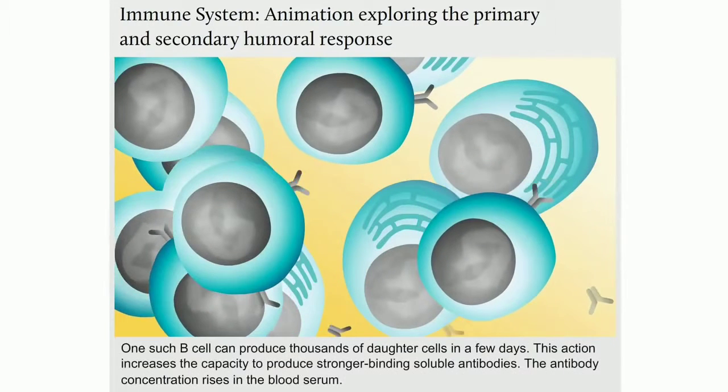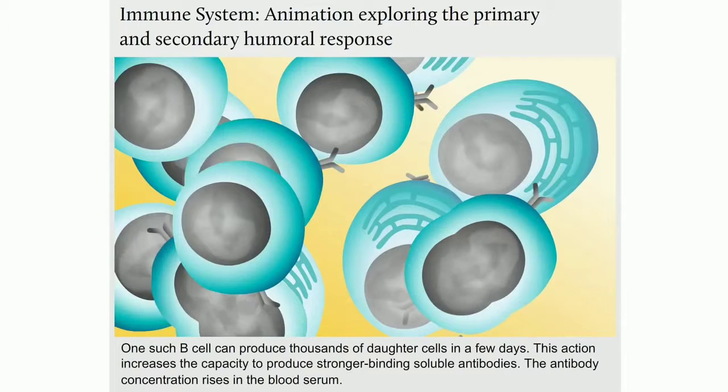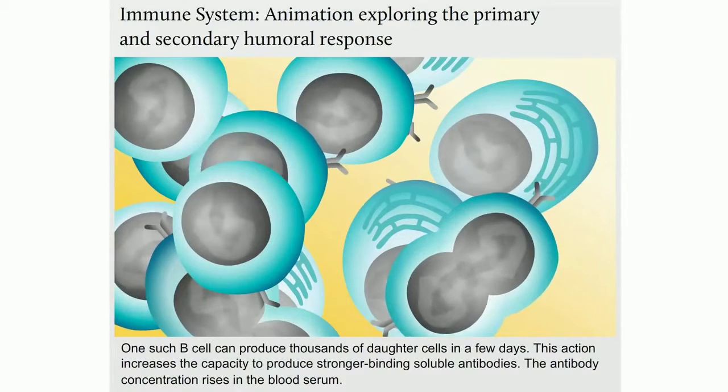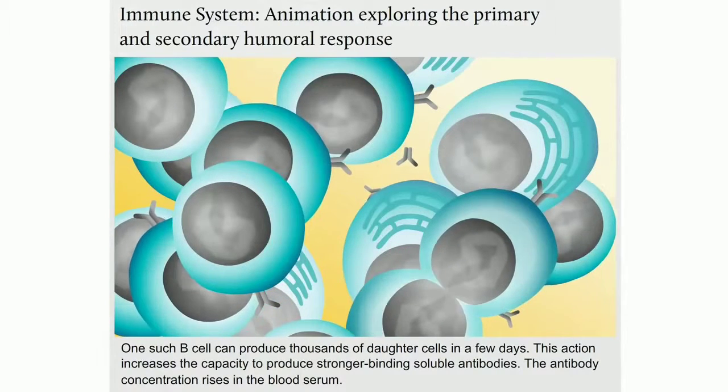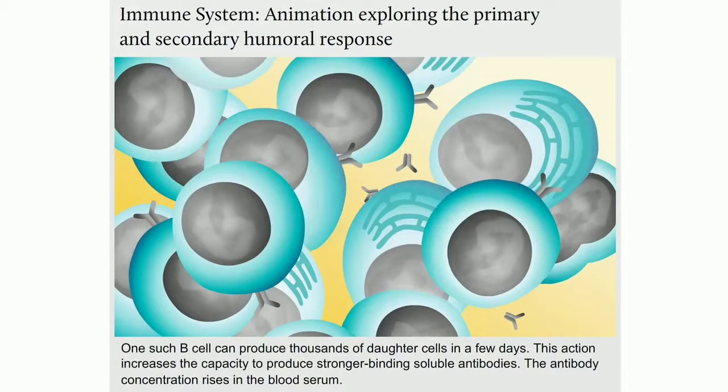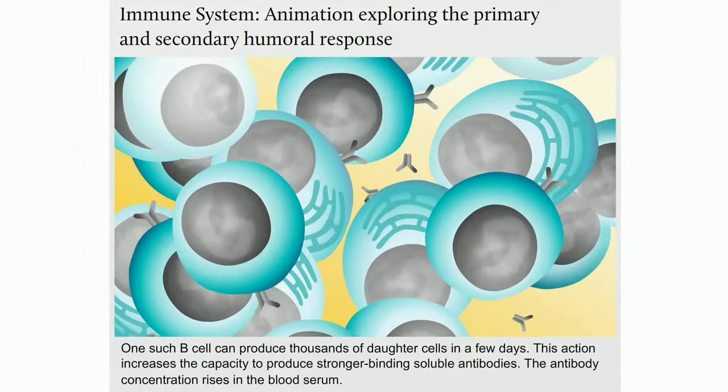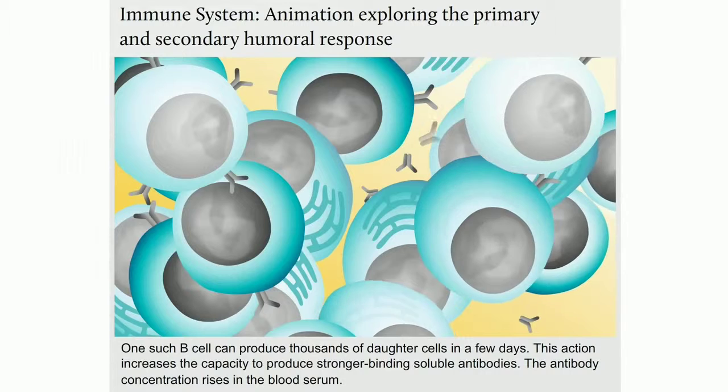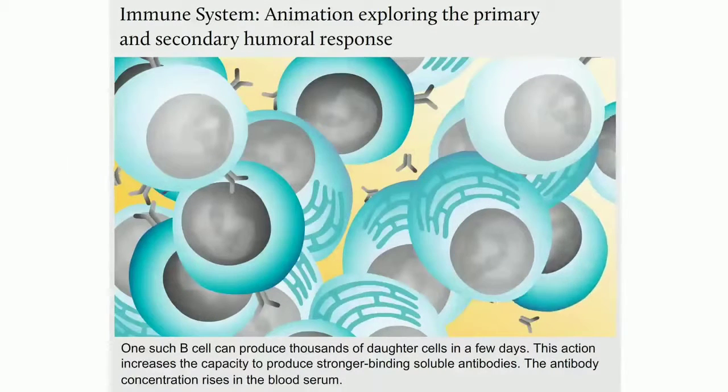One such B cell can produce thousands of daughter cells in a few days. This action increases the capacity to produce stronger binding, soluble antibodies. The antibody concentration rises in the blood serum.